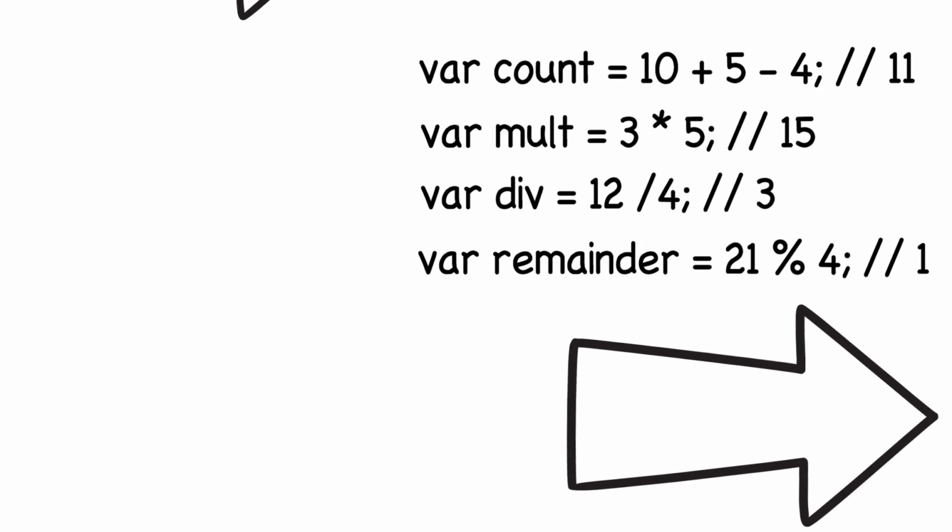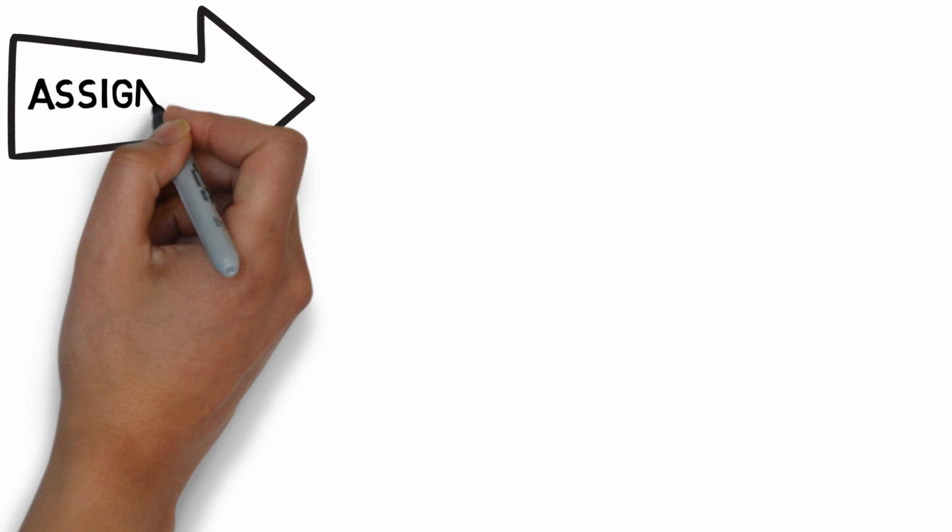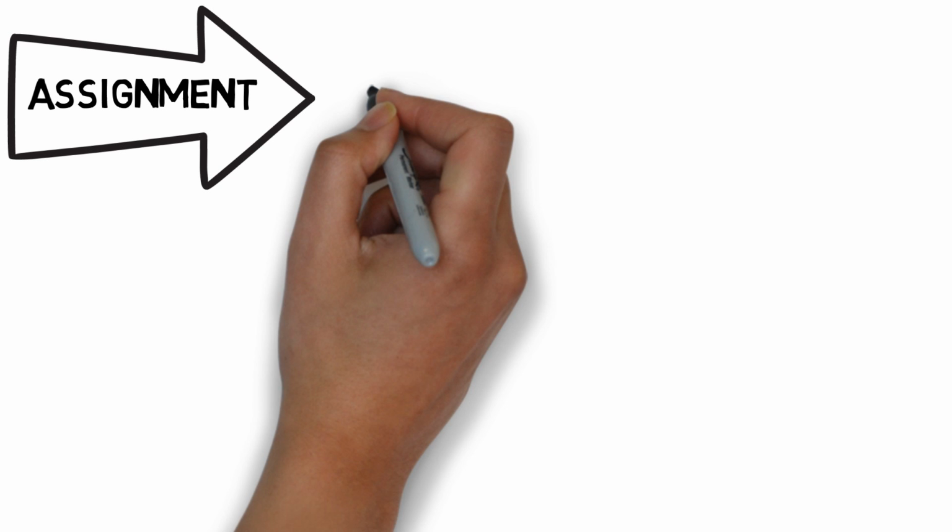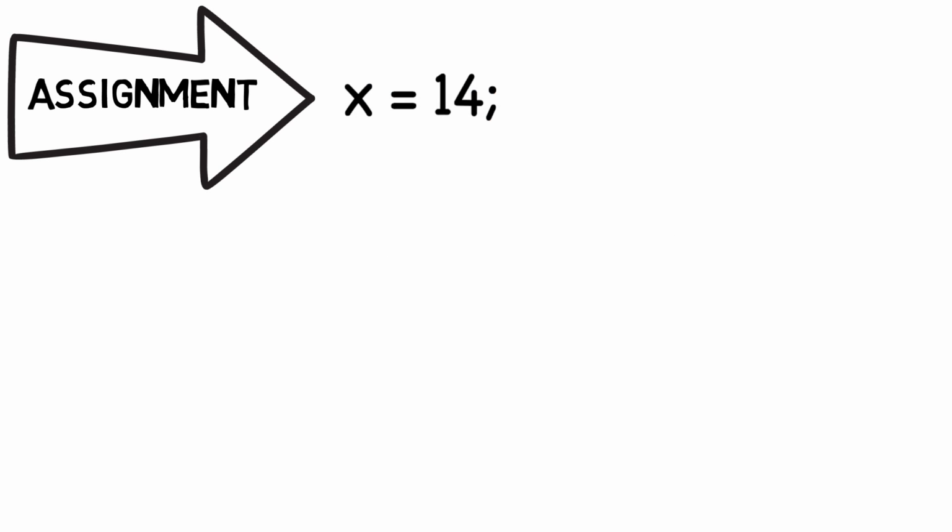Now, let's move on to the assignment operators. An assignment operator assigns a value to its left operand based on the value of its right operand. We've already been using this all throughout this course. The simplest assignment operator is the equal sign, which isn't asking if two values are the same, but is assigning the value of its right operand to its left operand.